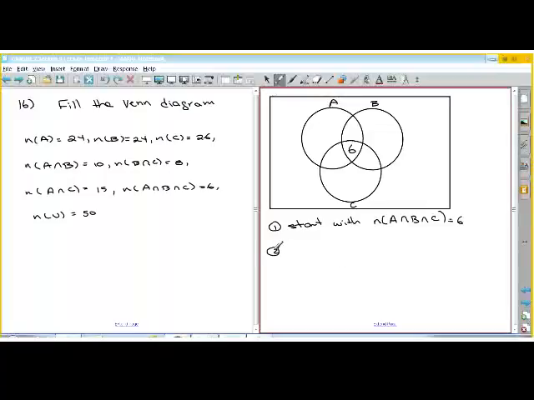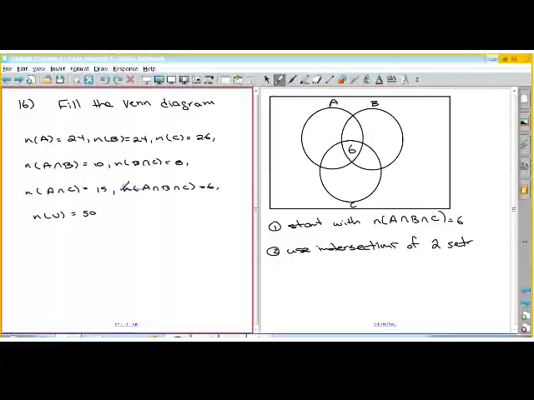Okay, so that's step 1. Step 2, use intersections of 2 sets. So let's see what we have that's available. But before we do that, I'm just going to mark through that so I don't use it again.